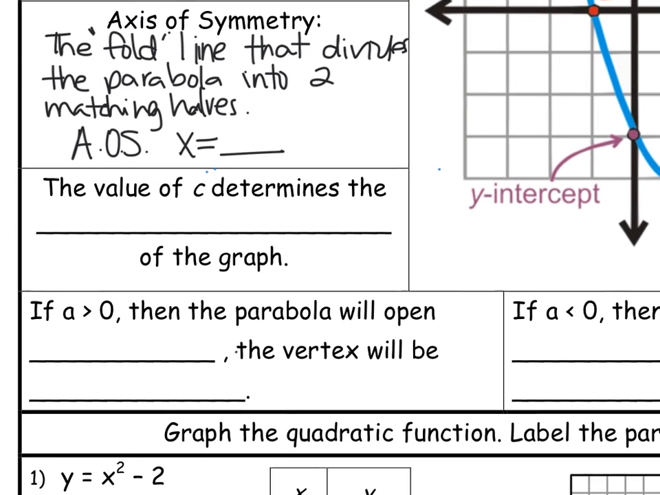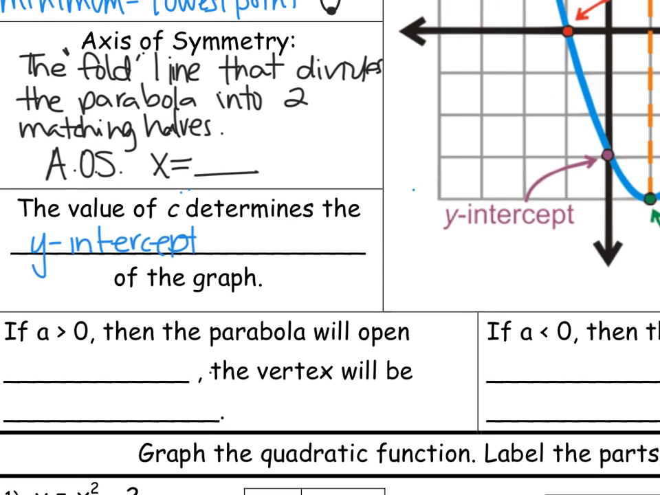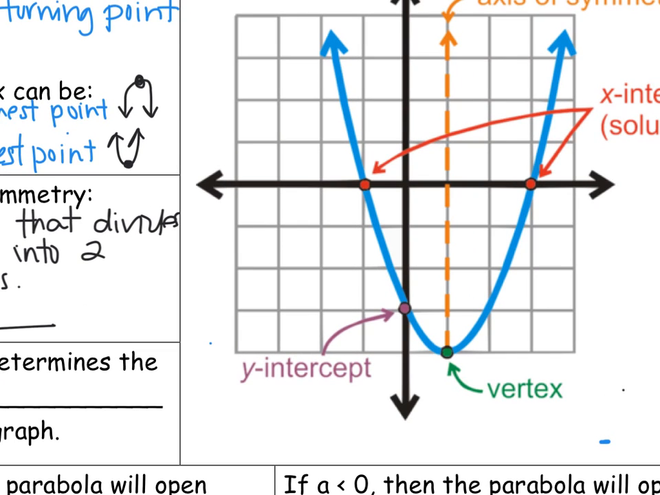The last thing we want to look at is the value of c. Just like in a linear equation, the value of c determines the y-intercept of the graph. Back to our example over here, the y-intercept of this graph is right here, and it is at -3. Eventually we'll look at how we can take all of this information and write an equation, and that's coming in this unit. But for today, we're just going to look at the characteristics of graphing quadratic equations.